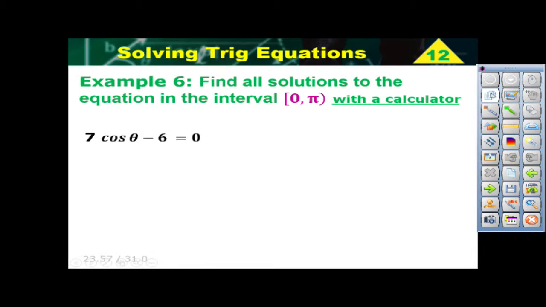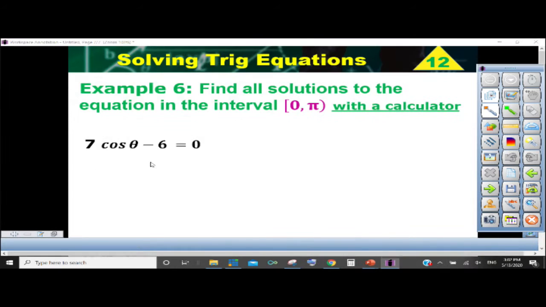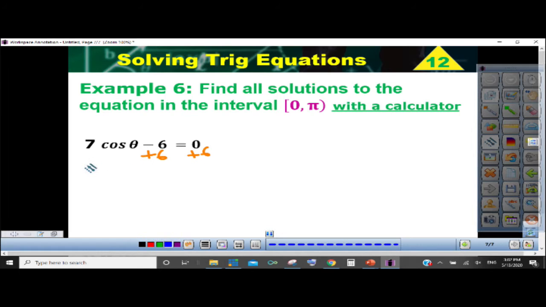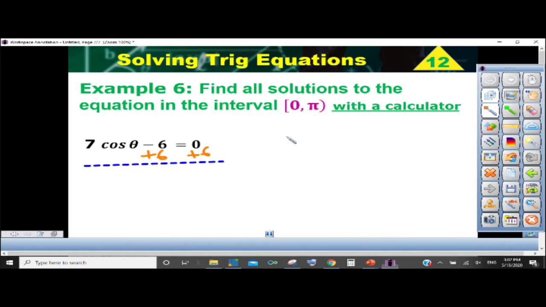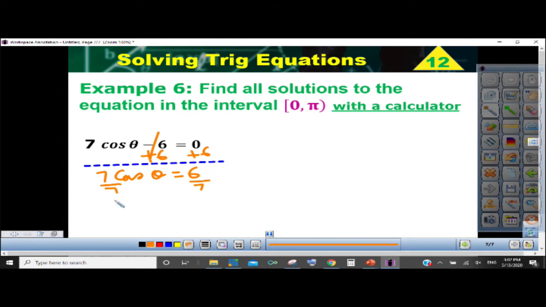Here's the last one. Find all solutions to the equation in the interval from 0 to pi, once again with a calculator. So I'm going to follow my procedure. I'm going to add 6. Back here, I'm going to have 7 cosine theta equals 6. I divide this by 7. Divide this by 7. I'm going to get cosine theta equals 6 over 7.